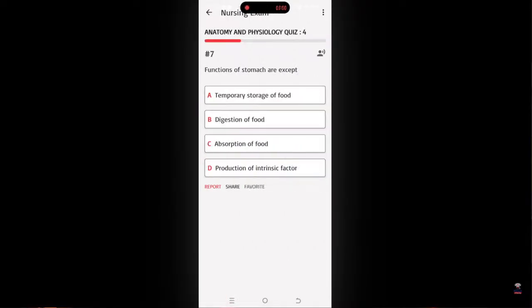Functions of stomach are except A. Temporary storage of food, B. Digestion of food, C. Absorption of food, D. Production of intrinsic factor. Correct answer.